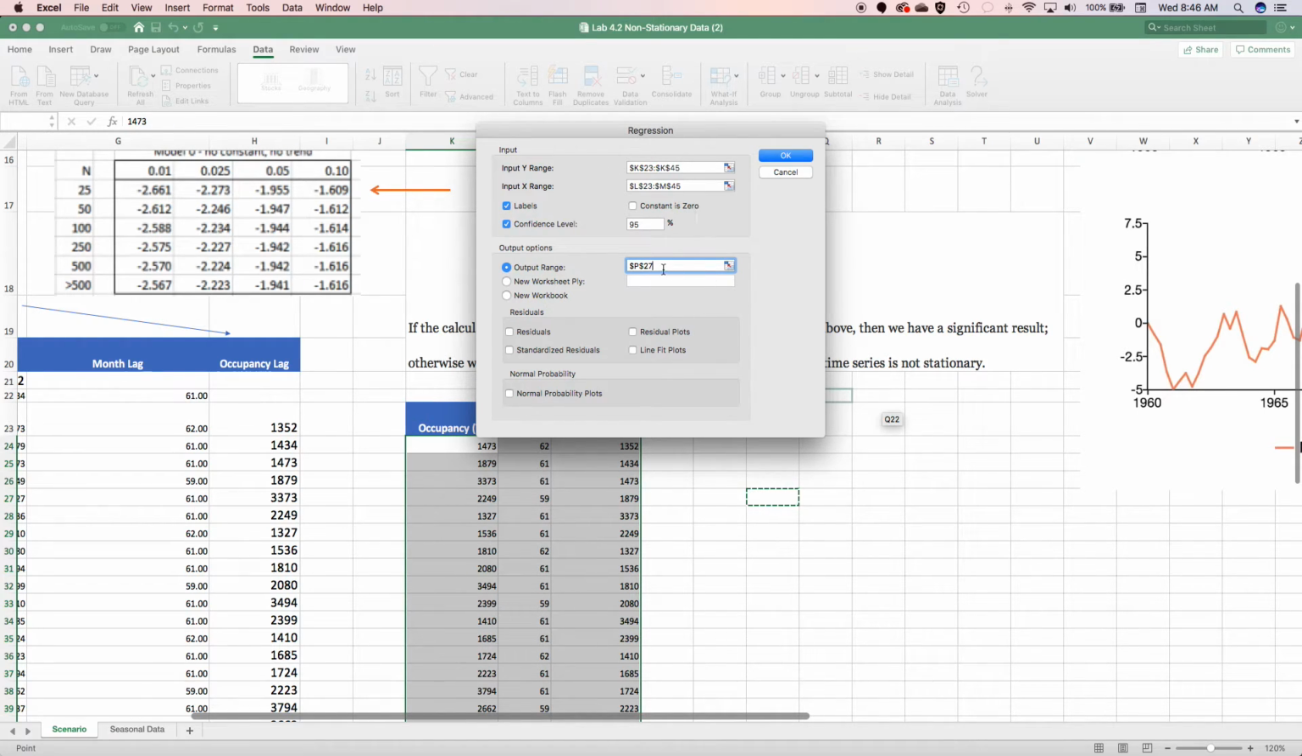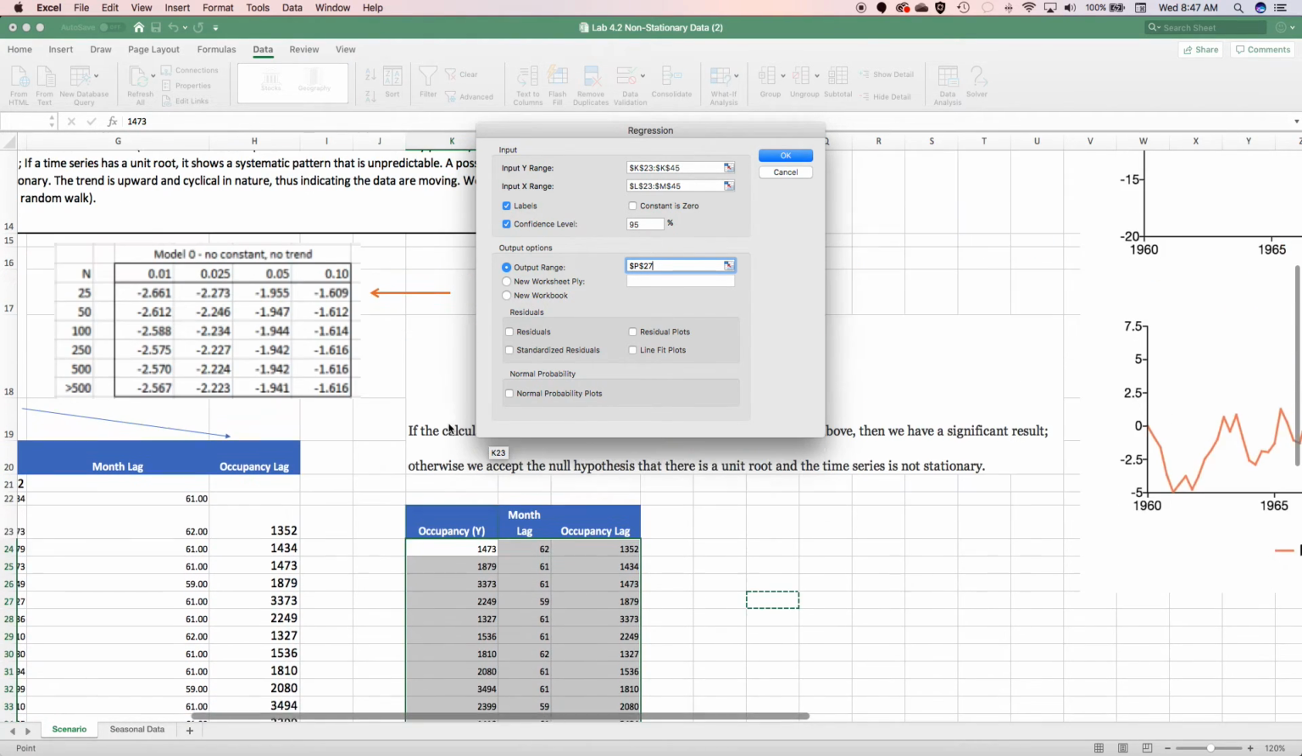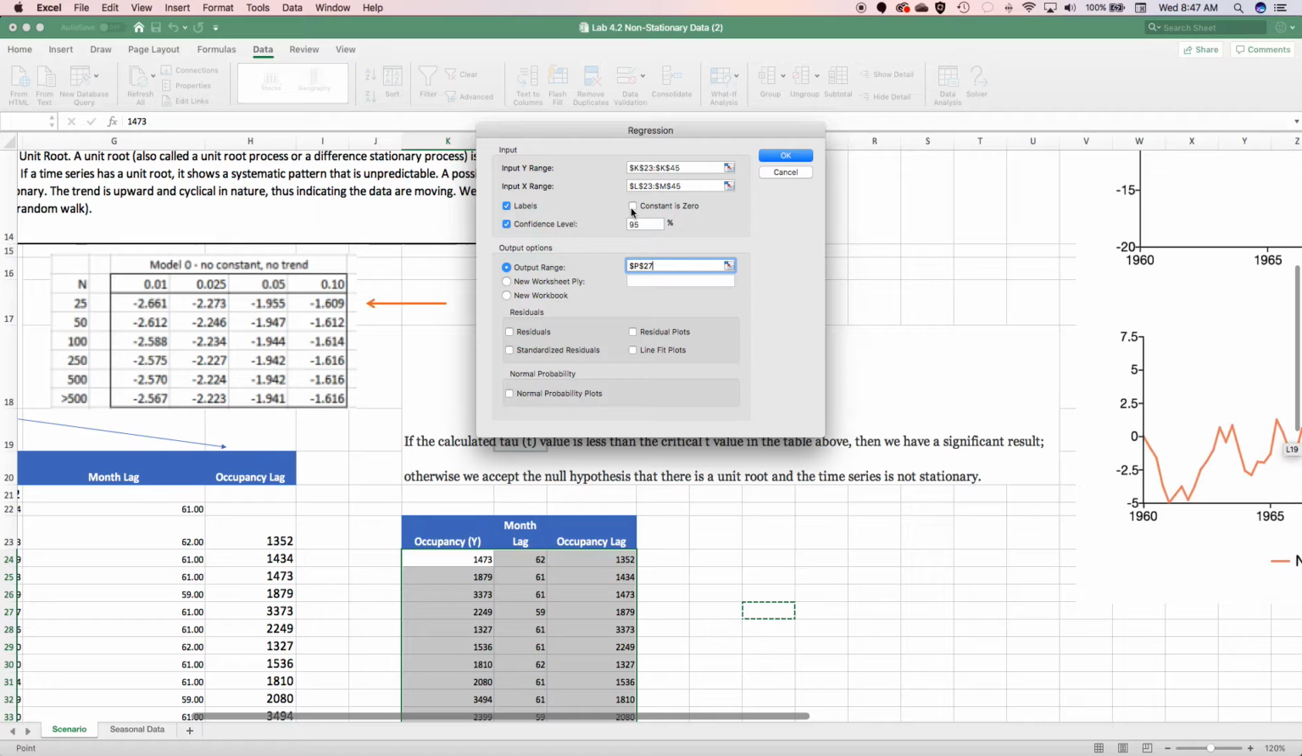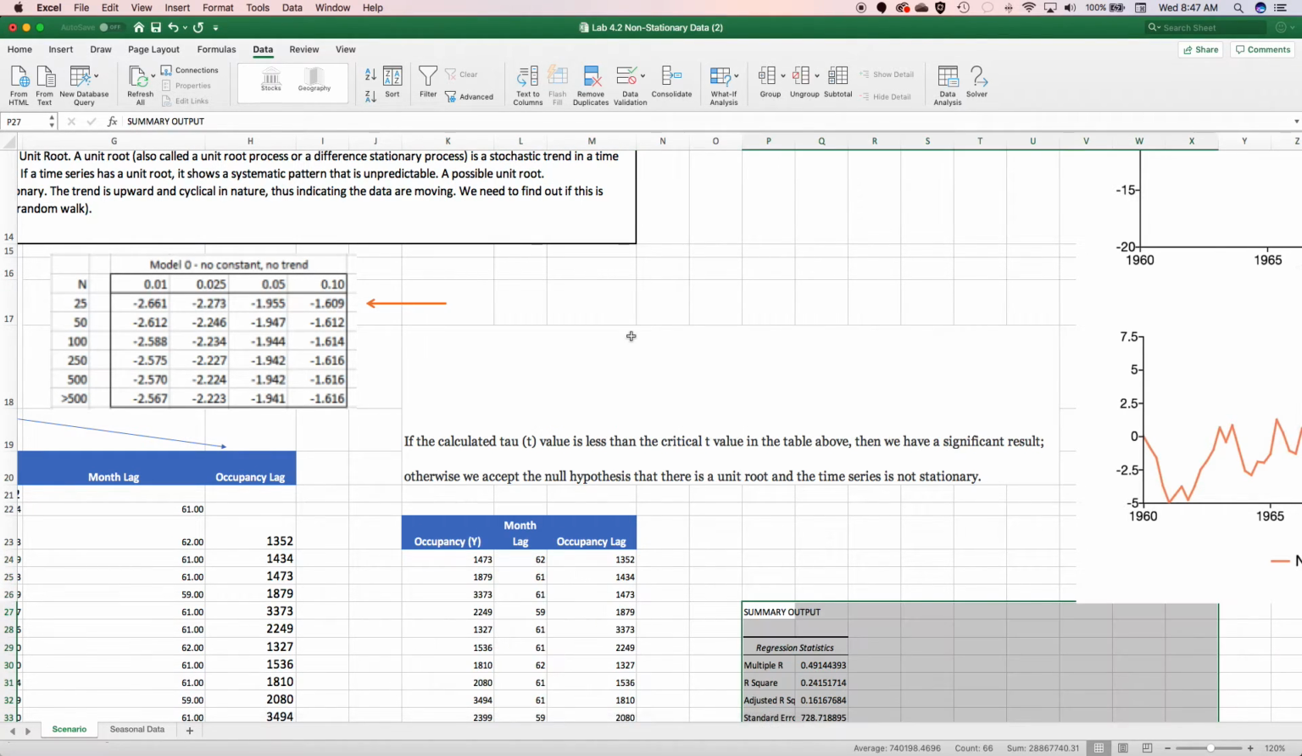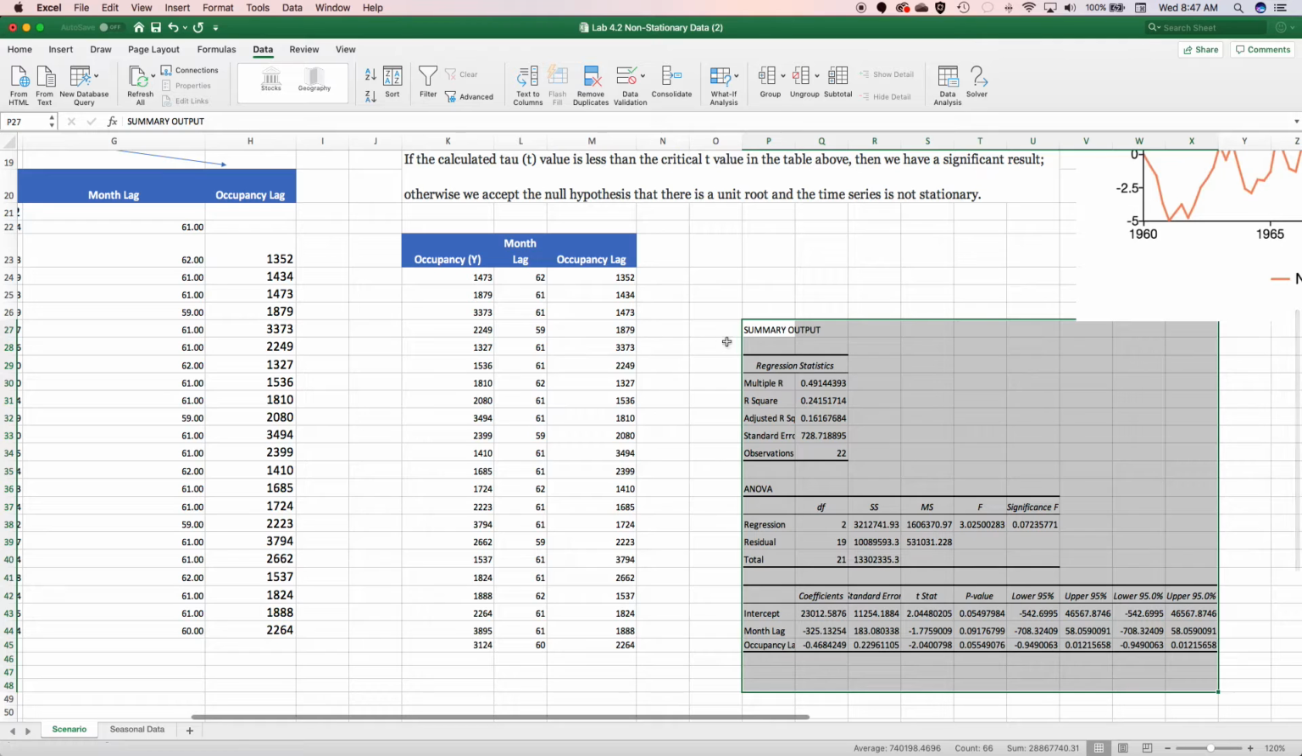Again, these numbers are up to you. Where you output your range to is up to you. It's wherever you have room. And for the Y range, it's again the occupancy rate. The X range is the month lag and the occupancy lag. We click OK, right? And here's what we get.